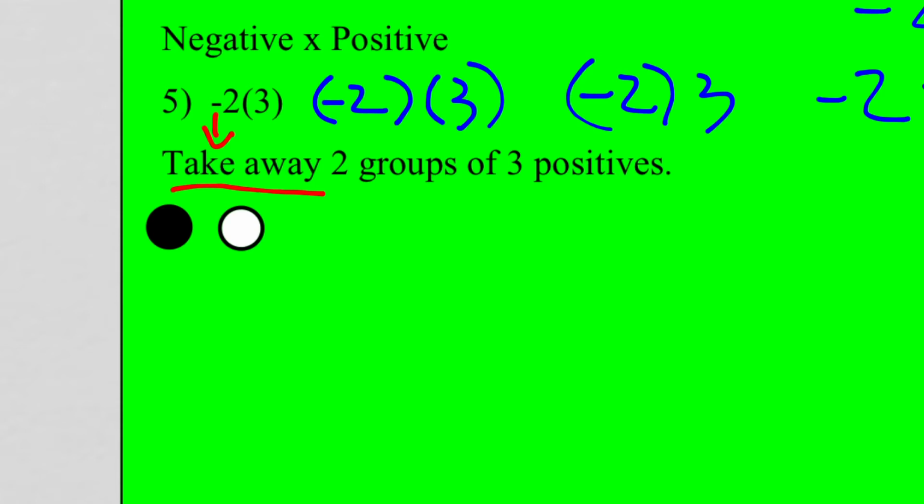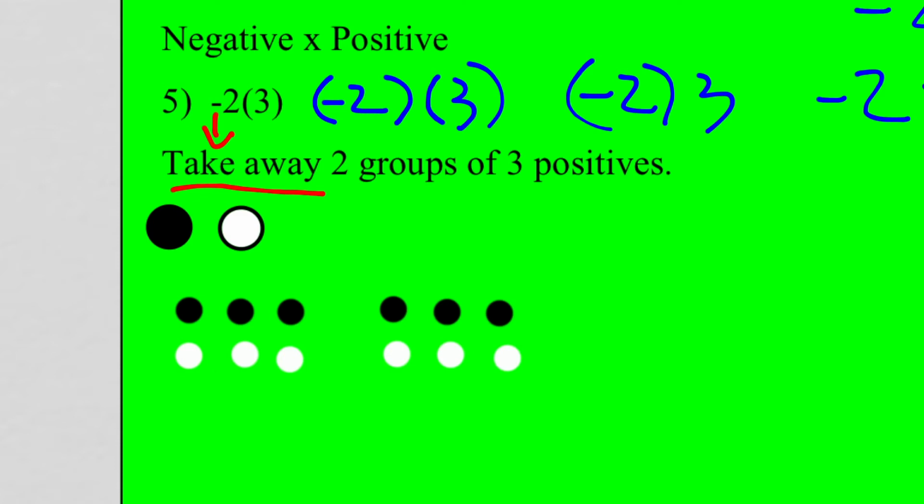So my first thought is to do this. There's one group of 3 positives, and there's another group. But it says take them away, and we've just added them. So that's wrong. So the question is, how can we make those 2 groups of 3 positives, which equal positive 6, appear, but not actually have positive 6 on the screen? Well, the answer is to do 0 pairs. With every positive, pair it with a negative. And then what I have here is I have 0.